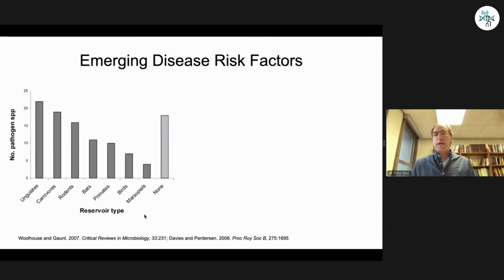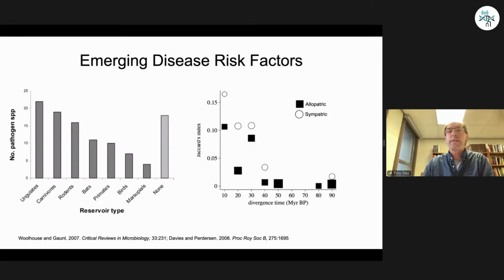And that's maybe not surprising when we're talking about infectious diseases of humans, because we might expect that we're going to acquire most of our novel infectious agents from other species that are at least to some extent closely related to us. And that kind of question has actually been analyzed in quite a bit of detail as well. And I'll just show you briefly some results from a study by Davies and Pedersen that looks at this question of the evolutionary relationship among host species.